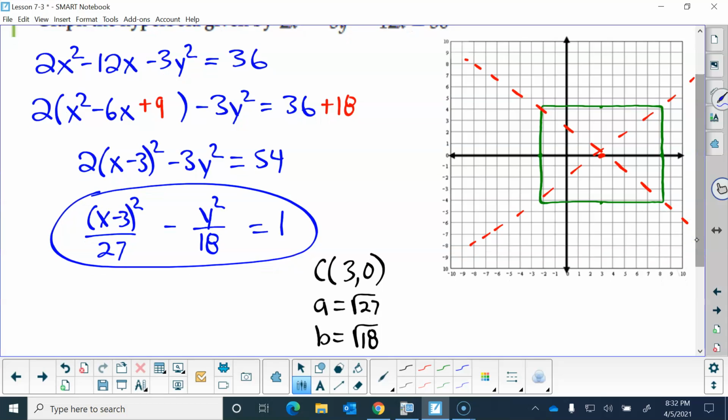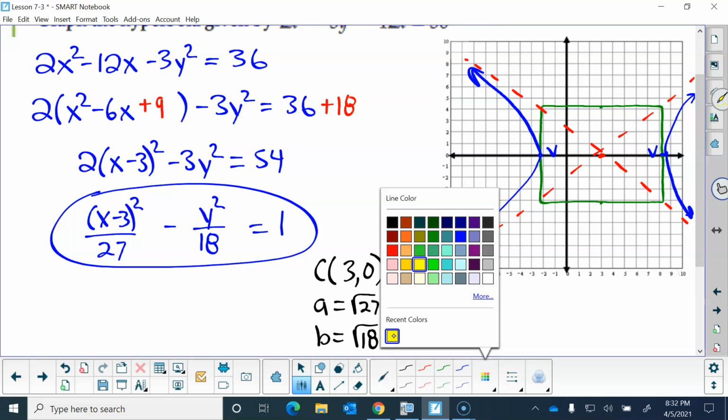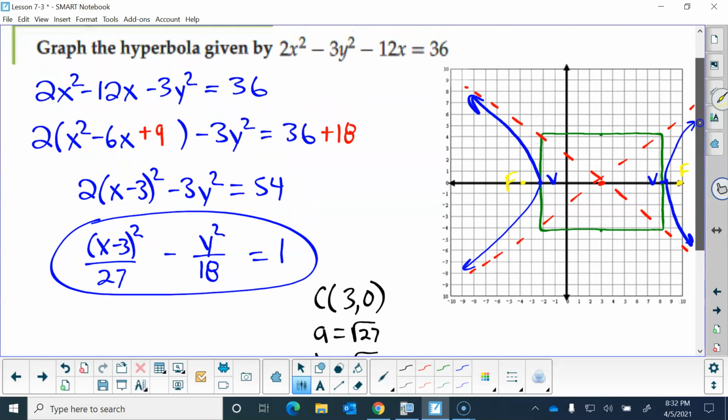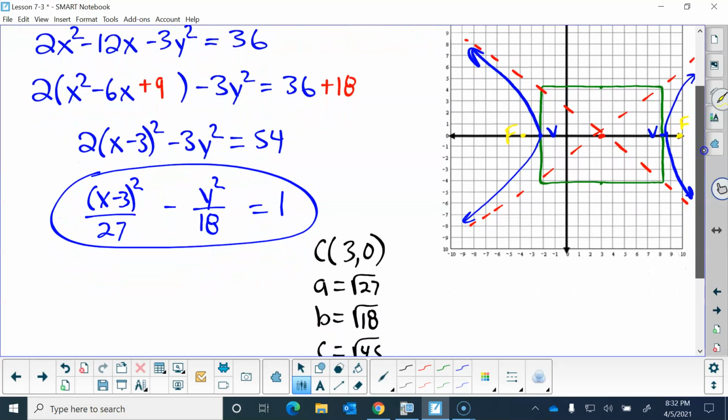And then we've already discussed how this is going to open left and right. And here's my vertex point. Here's another vertex point. And this is going to open to the left, staying in between those asymptotes, and then also to the right. Focus point, let's see here, square root of 45 is a little bit less than 7. So, say about right there would be a focus point, and about right there would be another focus point. So that's a picture of this hyperbola after we've changed it into standard form, and it has a center at 3, 0.